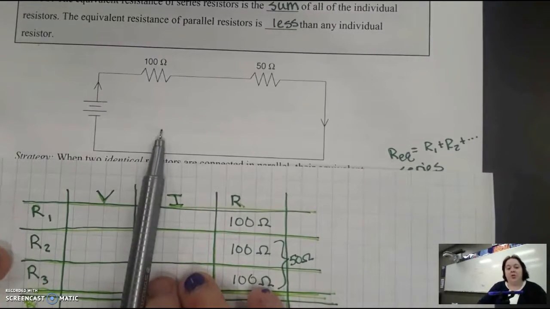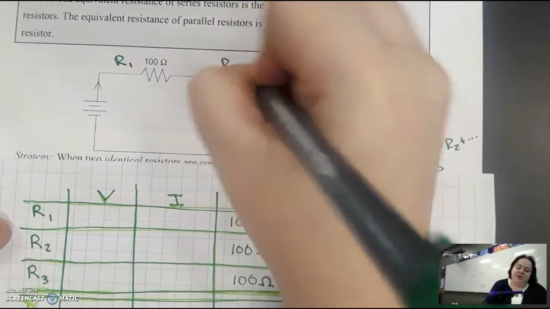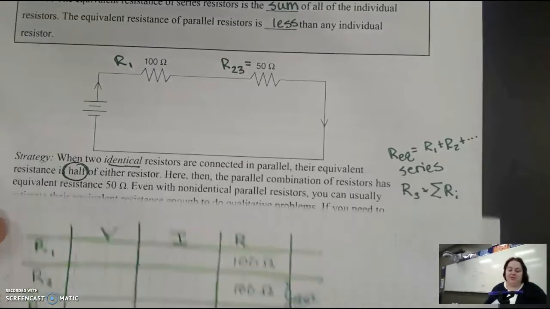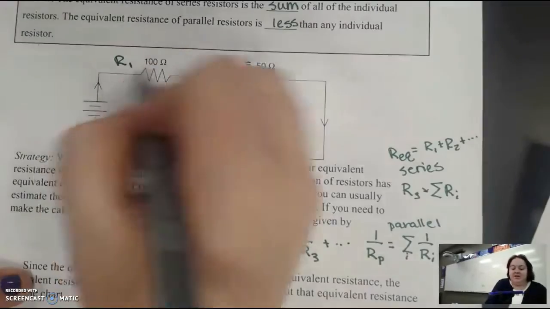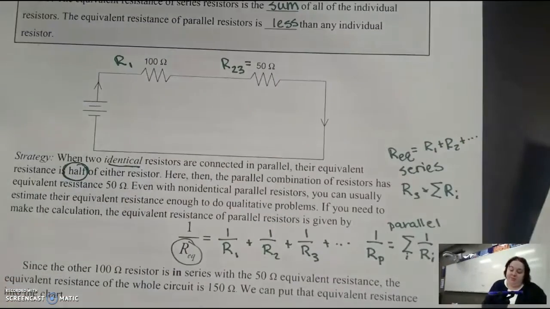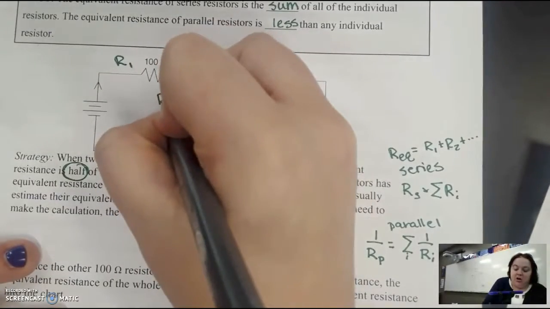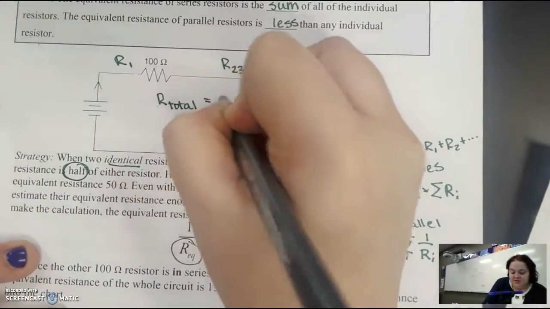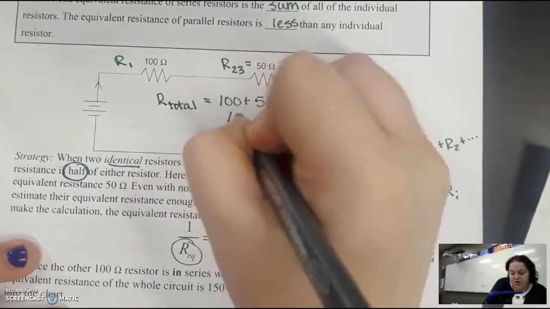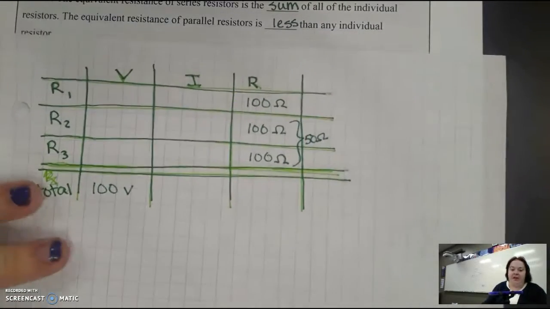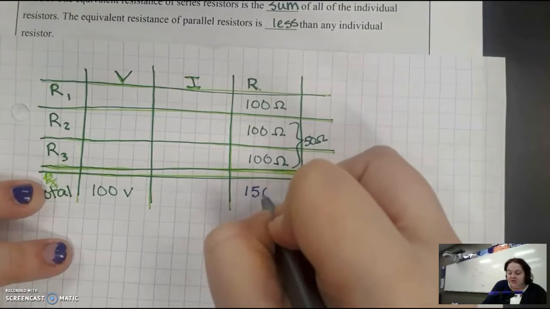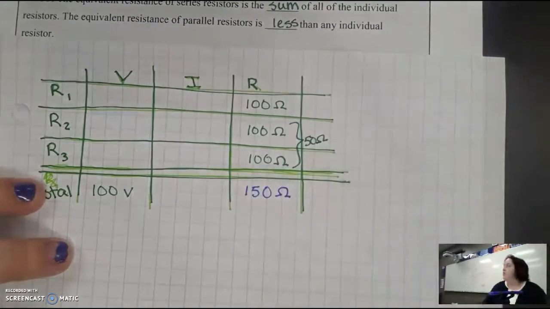We can now redraw the whole circuit to look like this, where we still have R1, but now this is what I'm going to call R2,3. It's the equivalent resistance from 2 and 3. Since these two are now in series, there's only one path to get from one to the other, so you can just add them. So our R total here is 100 plus 50, or 150 ohms. Excellent. That is something we can add to our VIR chart. We can now fill in here 150 ohms.